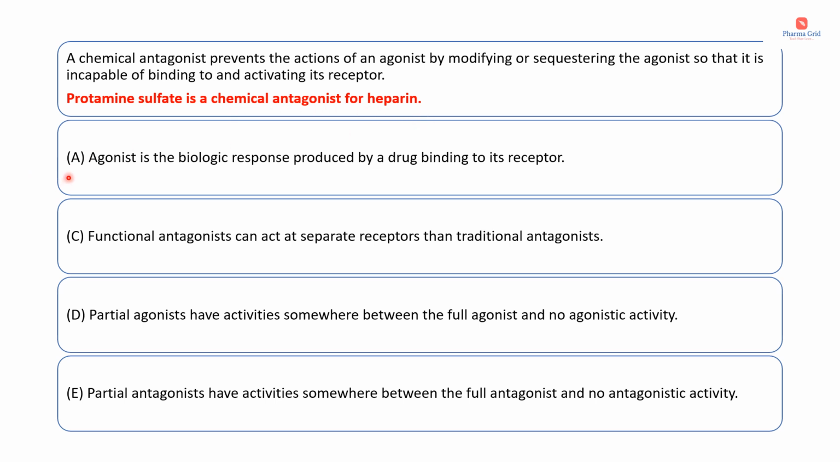Then the remaining other options. Option A, which is agonist. Agonist is the biologic response produced by a drug binding to its receptor. Then functional antagonist can act at separate receptors than the traditional antagonist. Then partial agonists have activities somewhere between the full agonist and no agonist activity. Then option D, that is partial antagonists, have activities somewhere between the full antagonist and no antagonist activity.